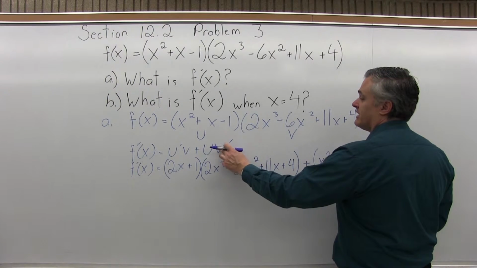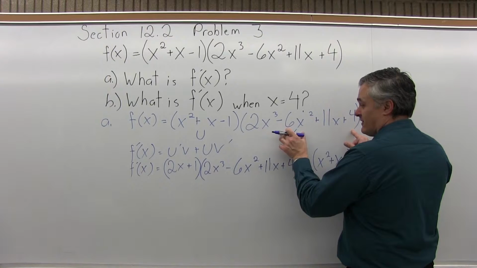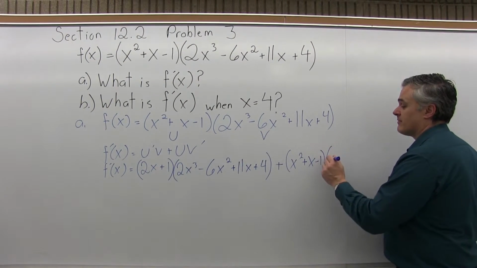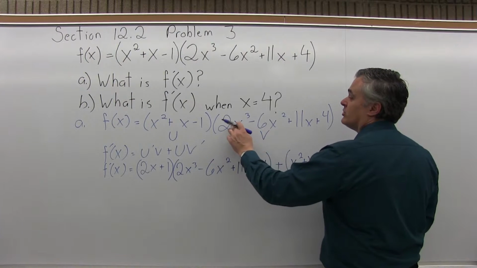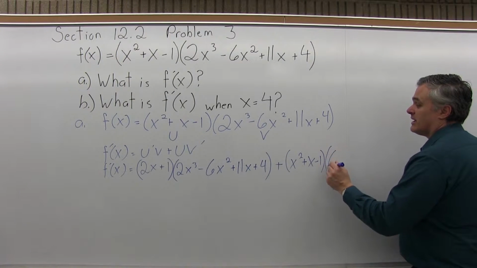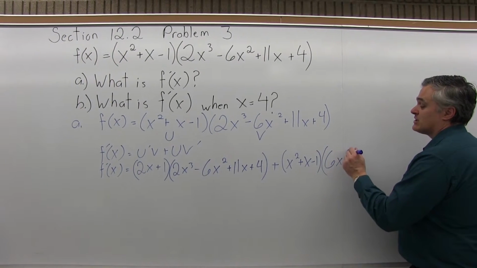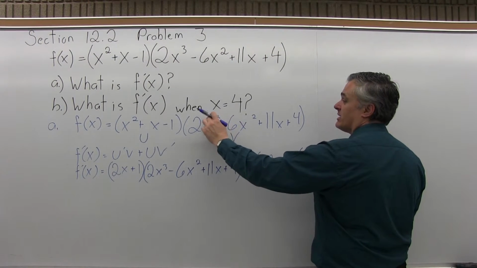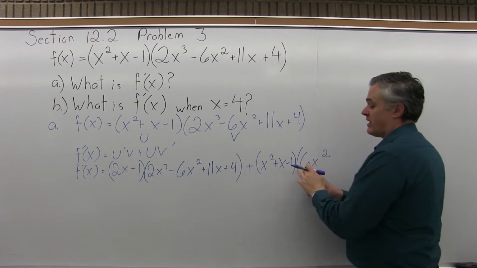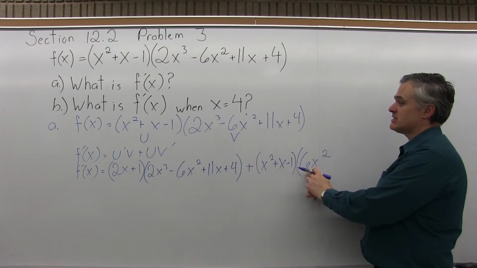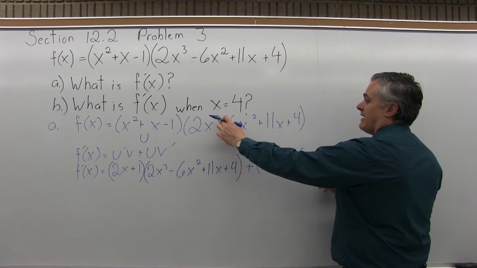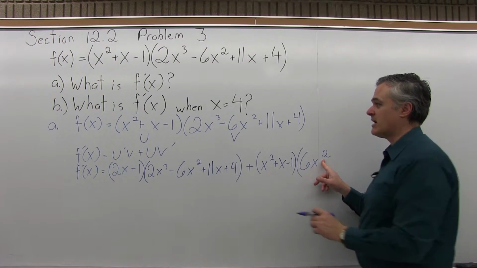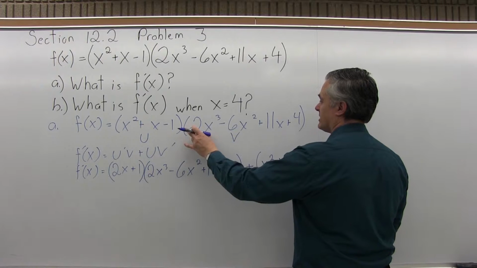And then finally on the end is v prime. So I'm going to take v, the second set of parentheses, and find its derivative to make v prime. So the 2x to the third becomes 6x squared. Now again, that's because the 3, the exponent, comes down times the 2, the number in front, and makes that 6. 3 times 2 is 6. Keep the x, and the exponent is reduced by 1. So the third power drops down to a second power. So that takes care of the first piece, the 2x cubed.